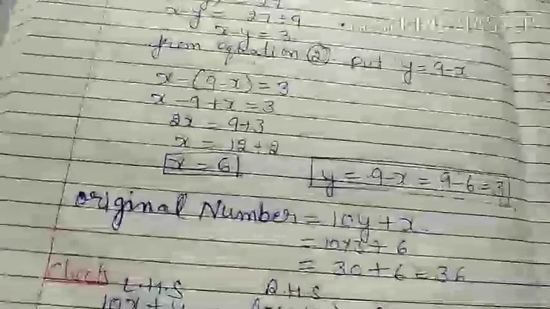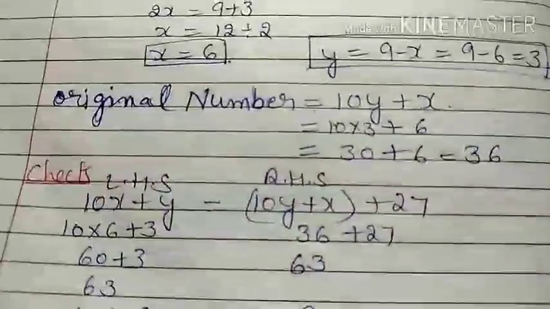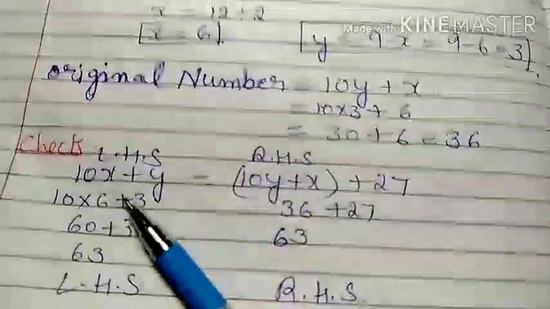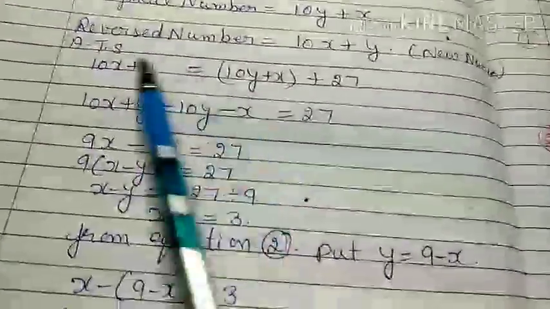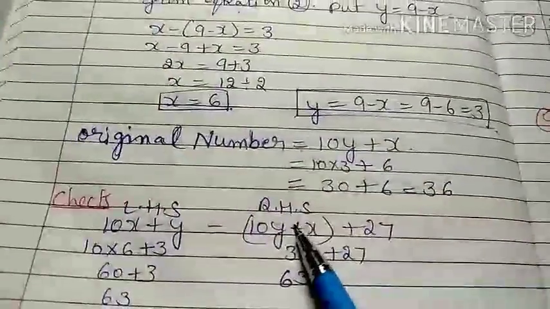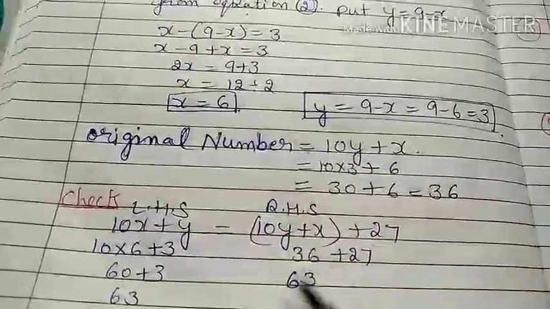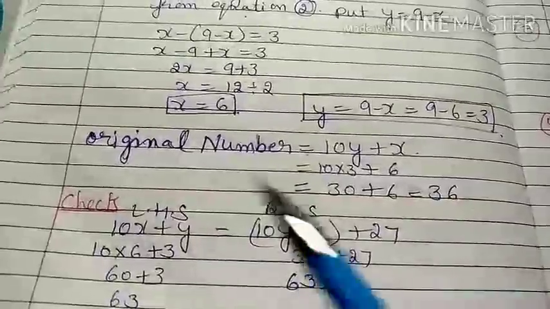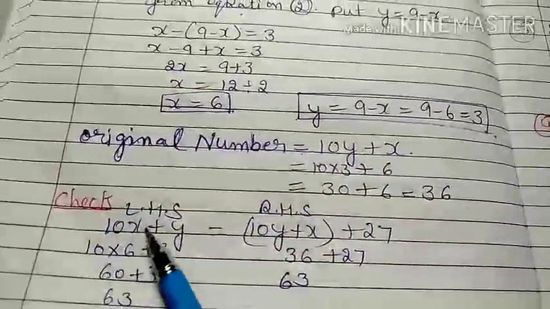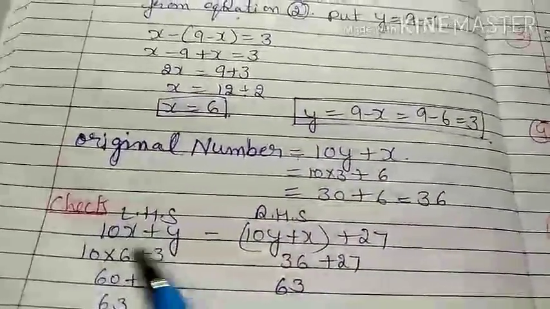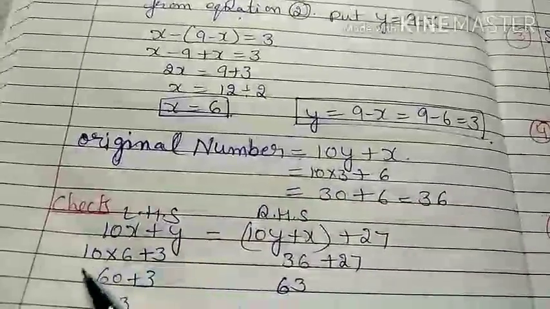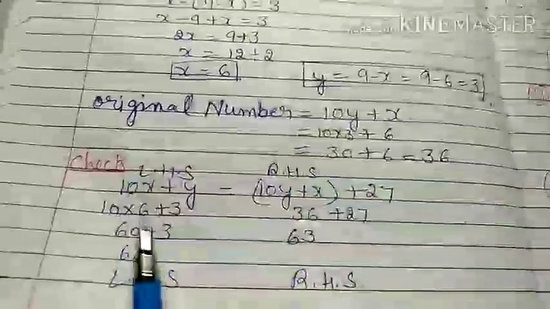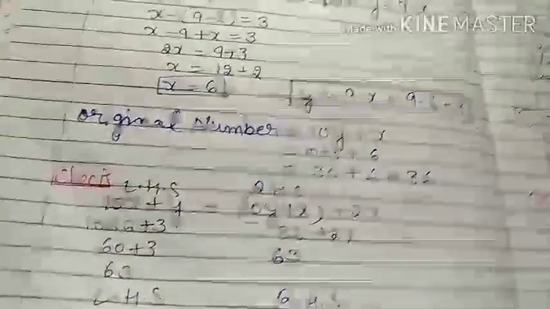If you want to check whether your answer is correct or not, you consider the same statement here. This is your left side, this is the right side. Right side here you get 36. 36 plus 27 gives you 63. But when you check with the left side, your digit variables were interchanged like x and y, so that becomes 63. That means the left side is equal to the right side and our statement is correct.